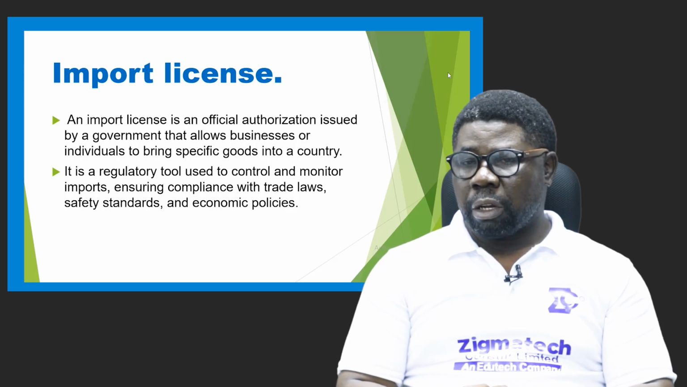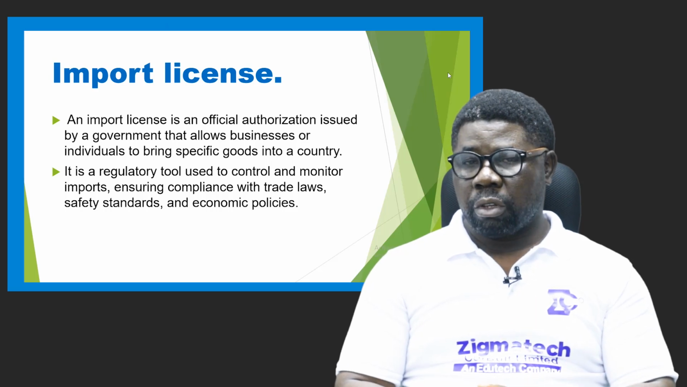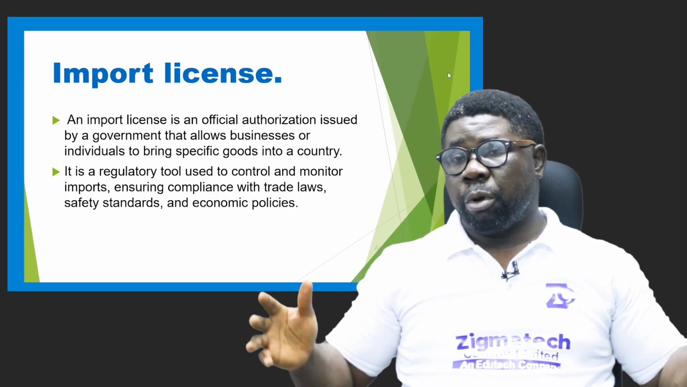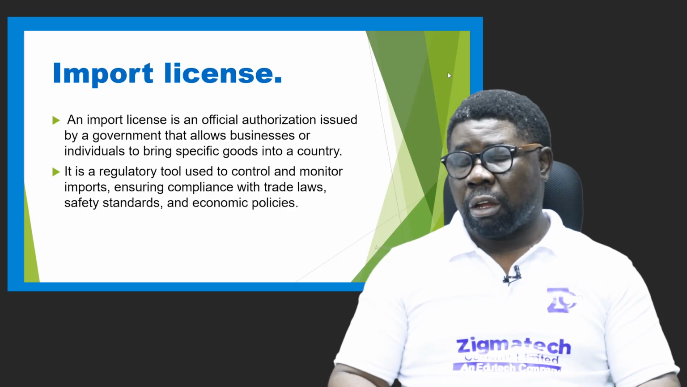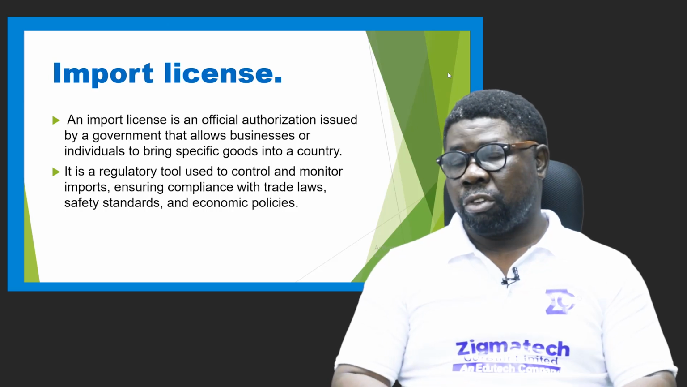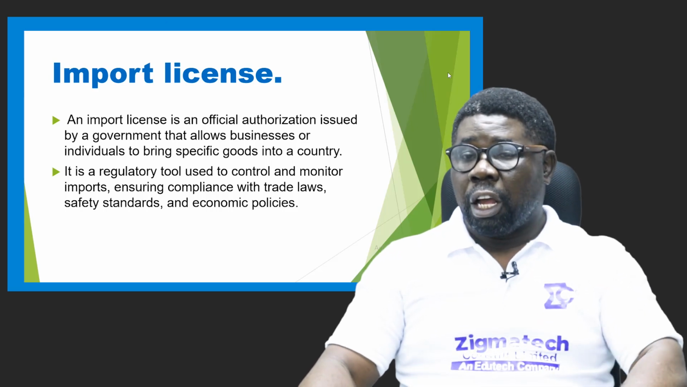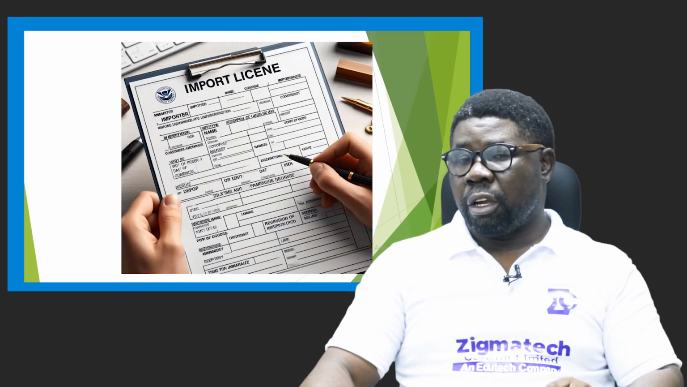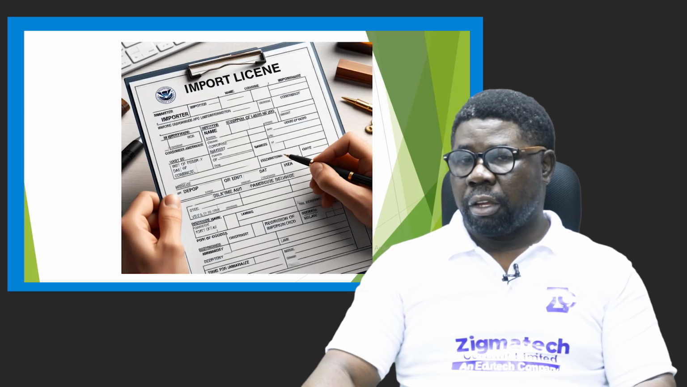It's a regulatory tool used by the government to control or monitor imports, ensuring compliance with trade laws, safety standards, and economic policies. So it helps to limit the number of importers of certain goods, like medical equipment, arms and ammunition, and other vital, important items being imported into the country, so that they don't enter the wrong hands and cause a problem for the economy or country in general. So these are examples of import license. If you open it and look at it, you will see the content, okay?